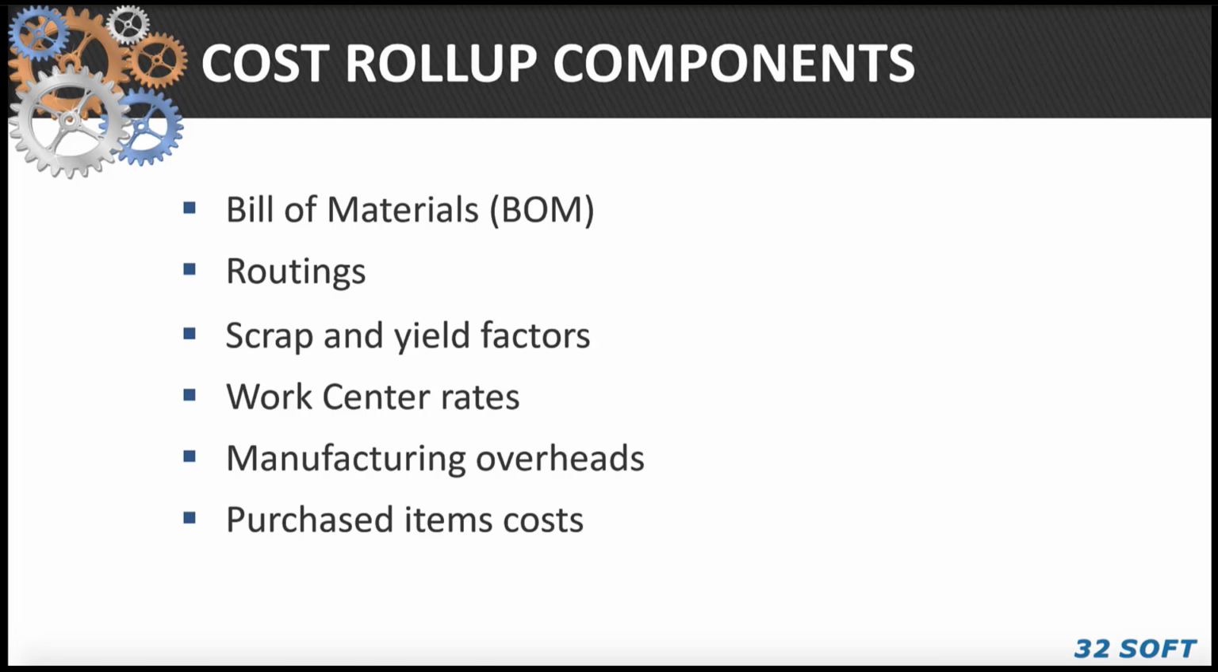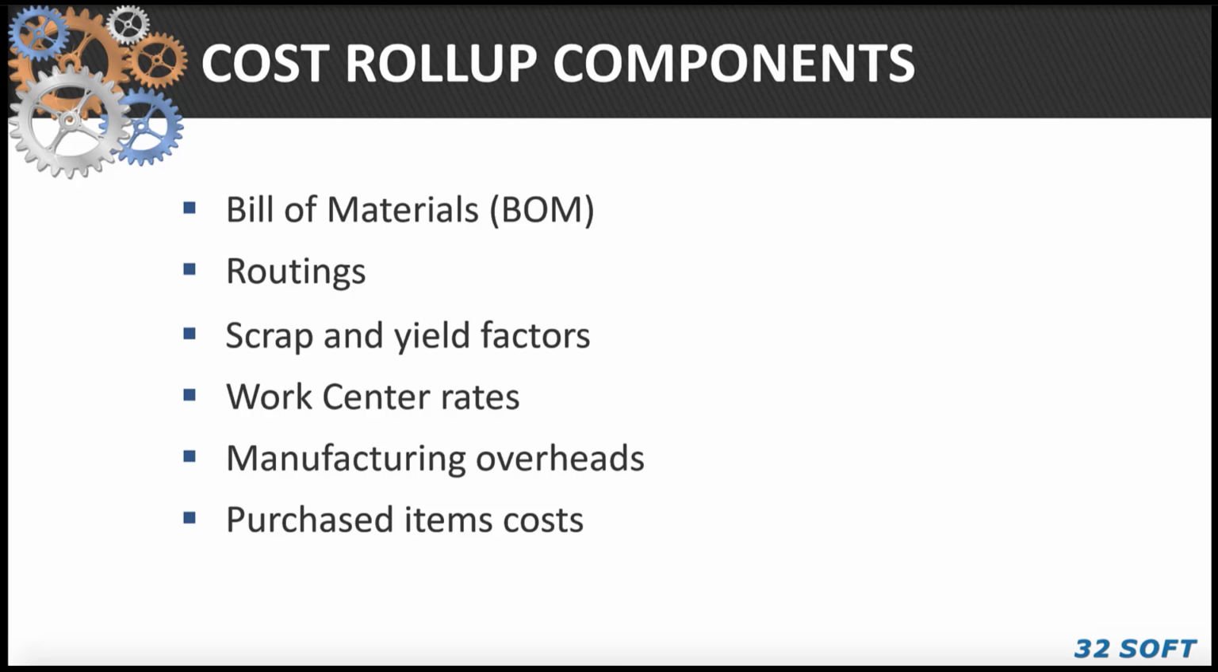There are a number of components that affect the accuracy of the item cost. Bill of materials. The cost rollup relies heavily on accurate BOMs to determine component quantities. Routings. Labor and machine hours are calculated based on the routing data. Scrap and yield factors, accounting for material losses that happen during the production process, affect the final item cost. Work center rates. Labor and machine costs are determined based on the rates defined for each work center. And of course, purchased item costs.